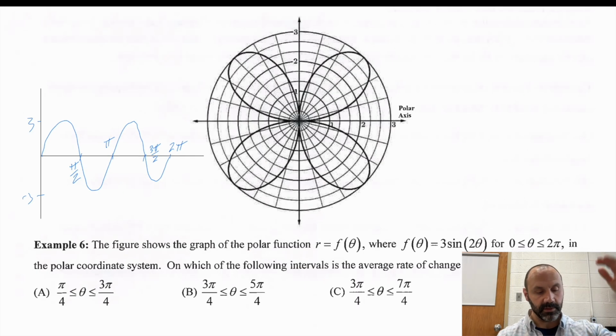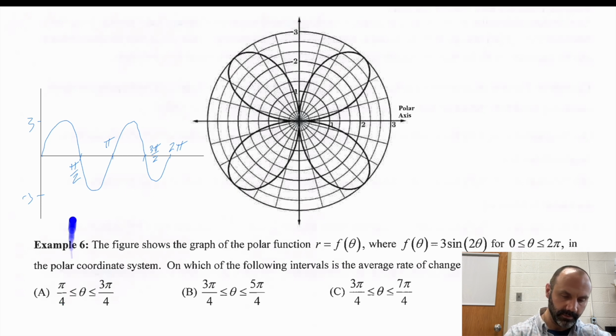So here we've got the graph. It has a maximum of 3, minimum of -3, and then the period is just pi. So let's take a look at these intervals now. So pi over 4 would be here, and then 3 pi over 4 would be here. Okay, if we connect these 2 points, we do not end up with a horizontal line where the slope is 0. Now 3 pi over 4 is here, and 5 pi over 4 is here. Again, if we connect these 2 points, we do not end up with the slope of 0.